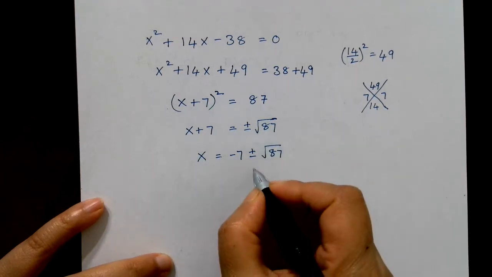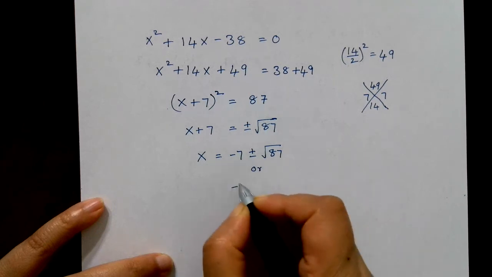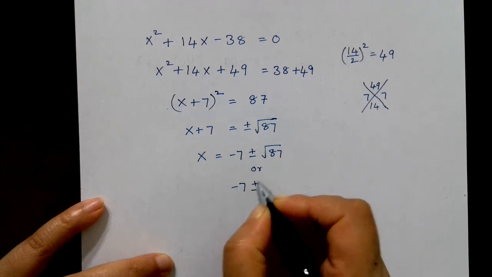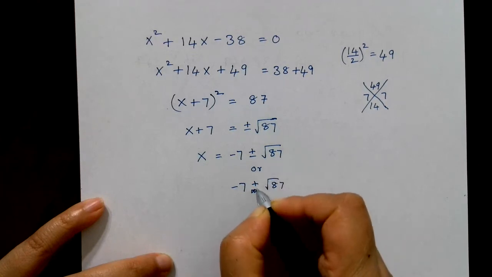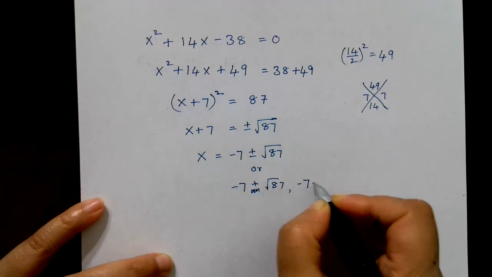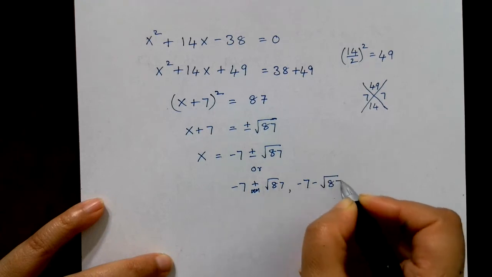So you can put the answer in this form, or you can say it's negative 7 plus the square root of 87 and negative 7 minus the square root of 87.